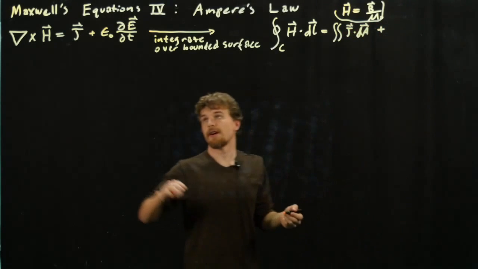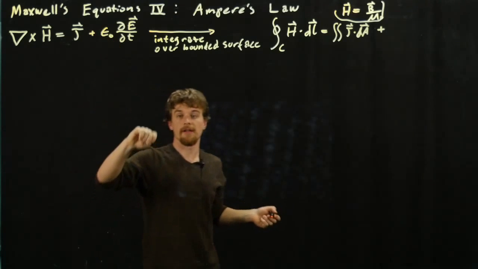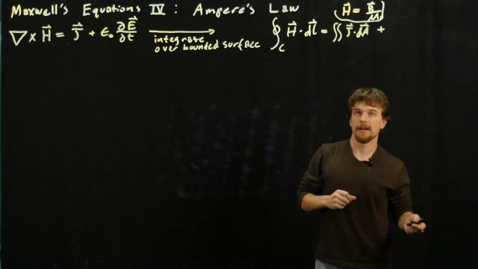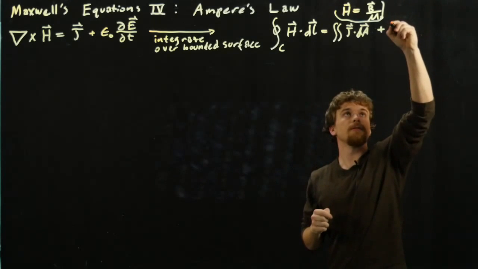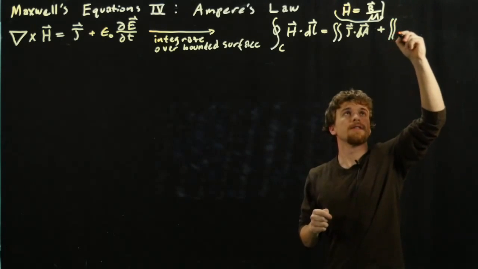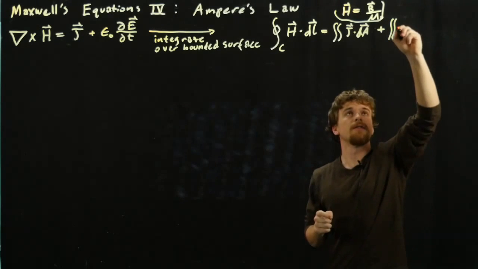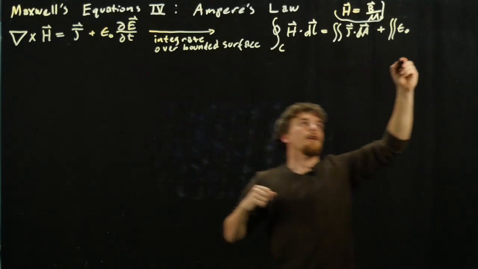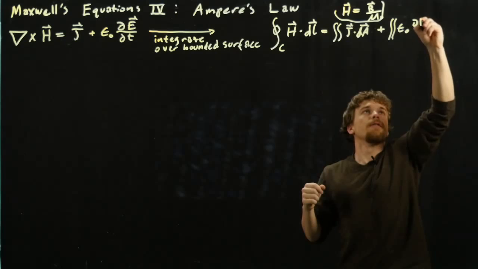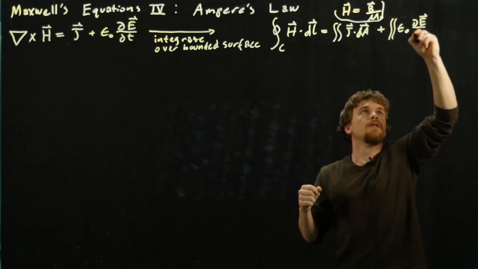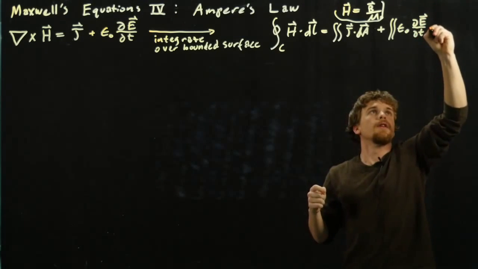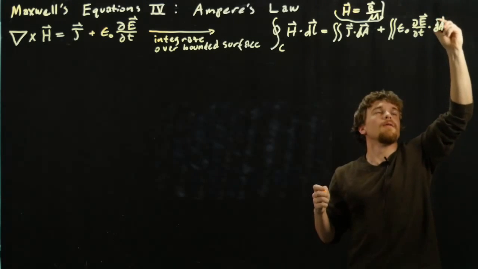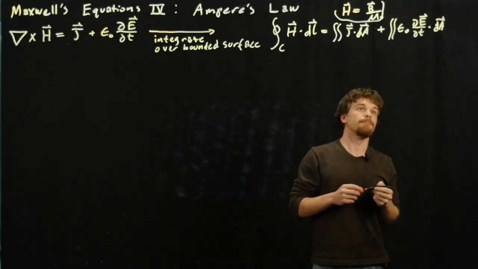Plus, we'll also integrate this term over a surface. Now this is, as we can see, a time derivative of an electric field, and we'll see how that comes into play later in this video as well. This would give us the integral over the surface of, this is a constant, we could have pulled it out in front of the integral, the time derivative of E dotted with the differential area.